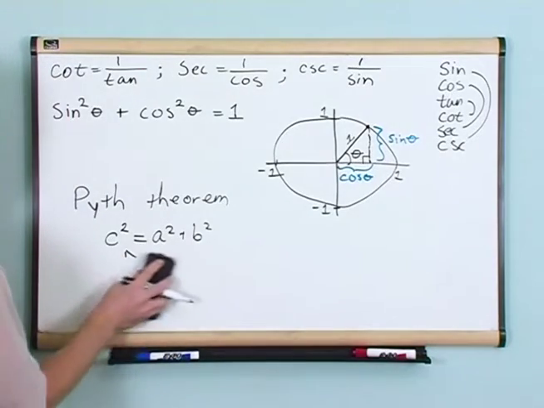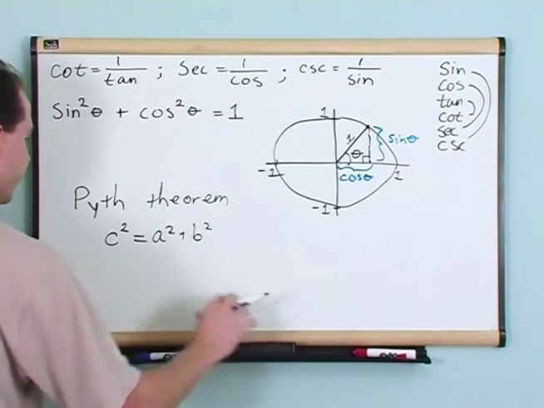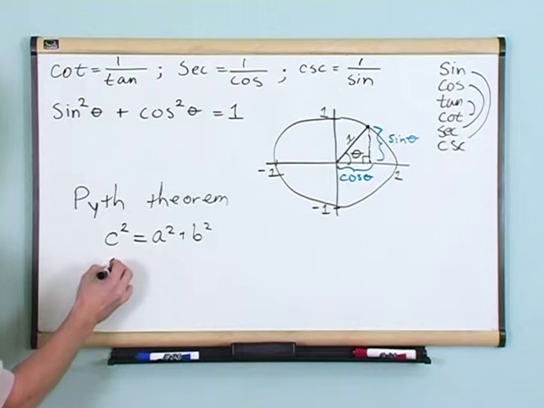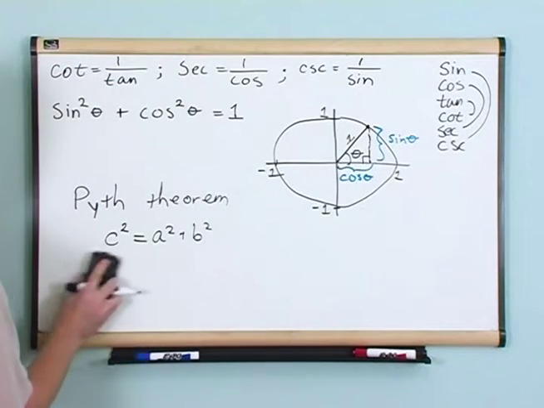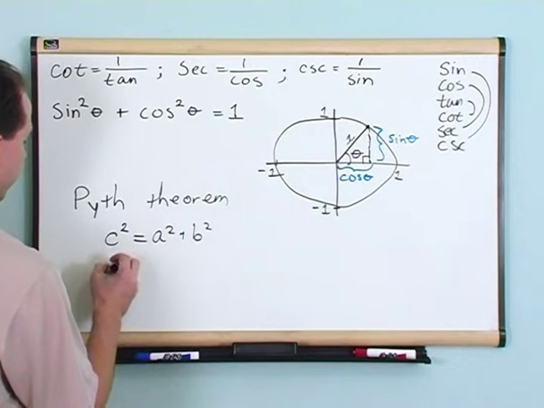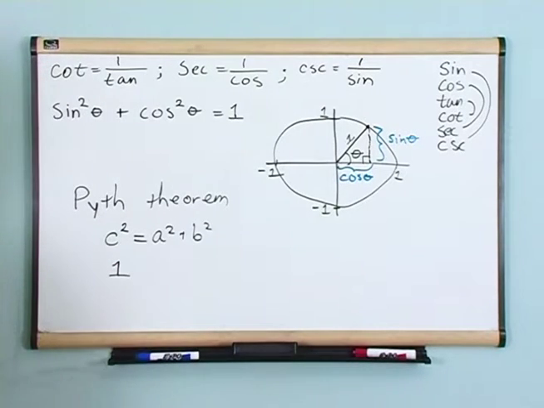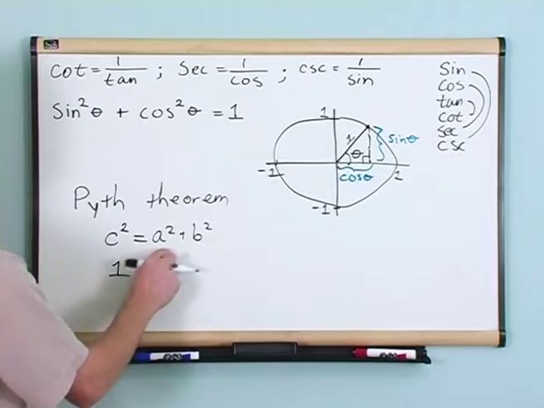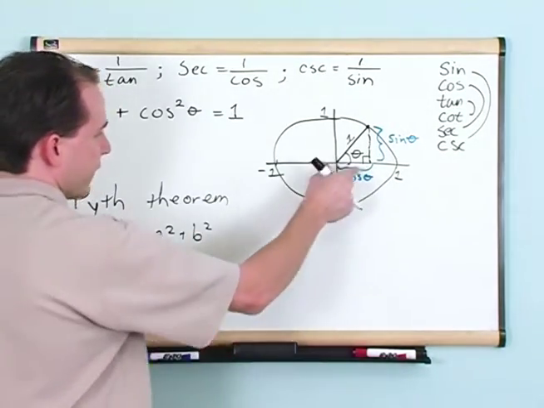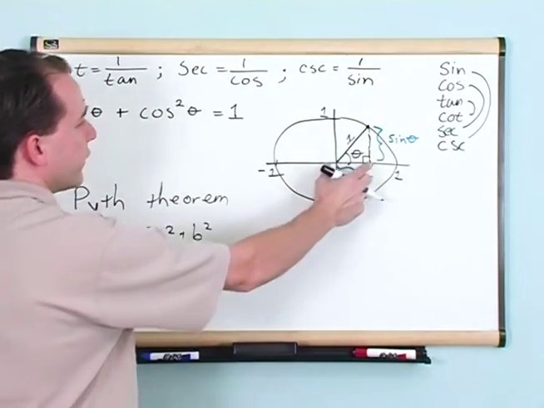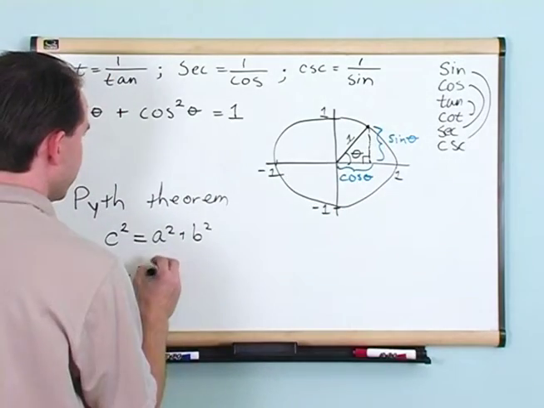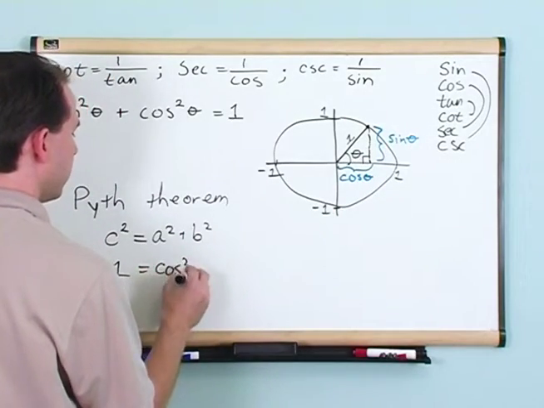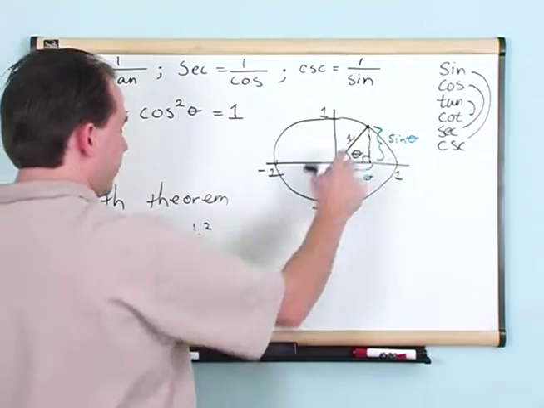Okay? So, if the hypotenuse is always 1, I could put 1 squared here for C, but 1 squared we all know is 1, so I could just put a 1 here. Okay? And then I would need to figure out, well, what are A and B? Well, we said A and B are the other lengths of the right triangle. Here's one length, and here's the other length. So if A is this one, that would be cosine squared. And then the other one would just be sine squared.